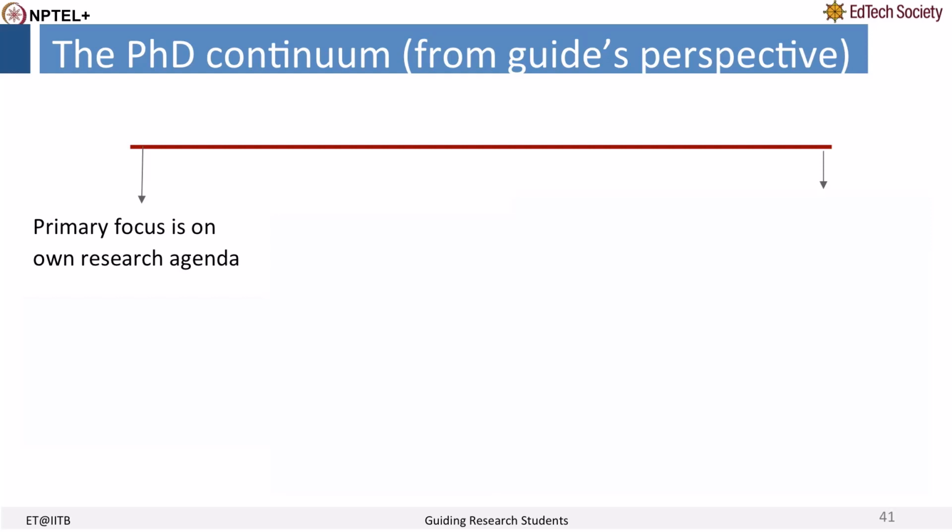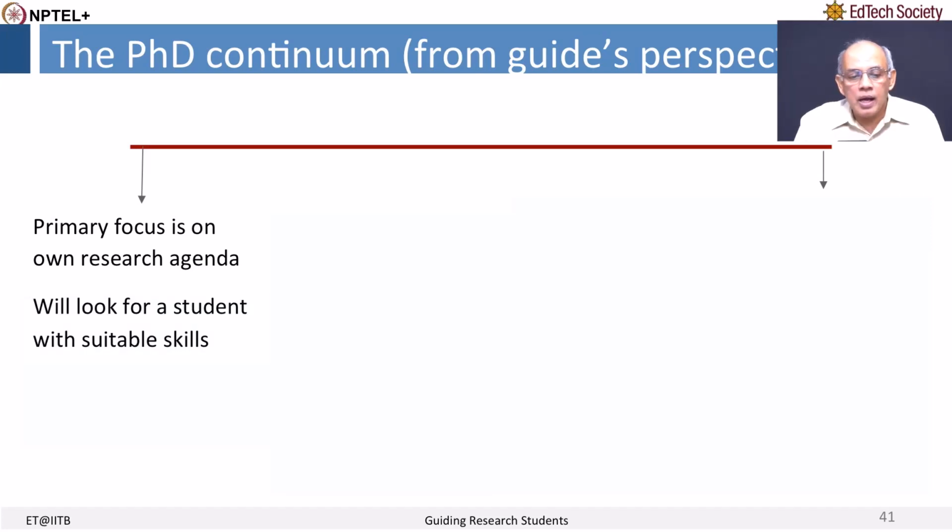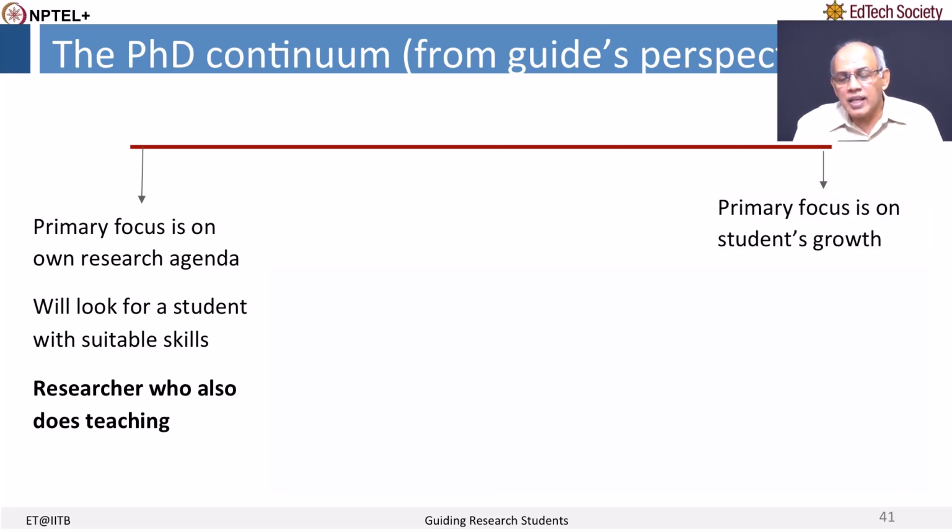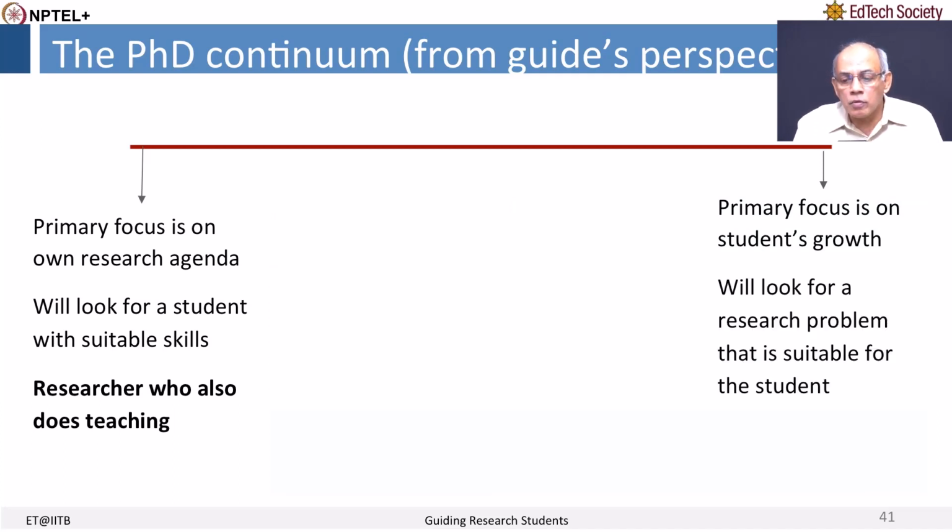At one end of the spectrum is someone whose primary focus is on their own research agenda. This person will look for a student with suitable skills, and I call this person a researcher who also does teaching. Their primary goal is research. At the other end of the spectrum could be a person whose primary focus is on the student's growth, and this person would look for a research problem that is suitable for the student. So I call this person a teacher who also does research.